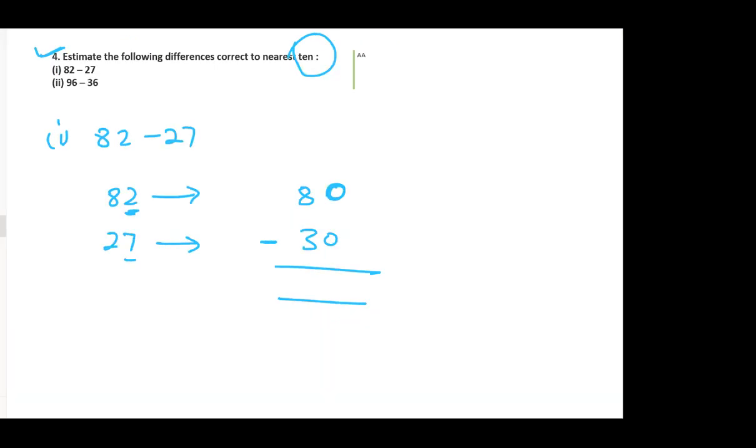So your answer will be, first of all, what you have to do, round off 82 to the nearest 10, you'll get 80, and round off 27 to the nearest 10, you'll get 30. Then you have to subtract. So you will get 50 as your answer. Next question.